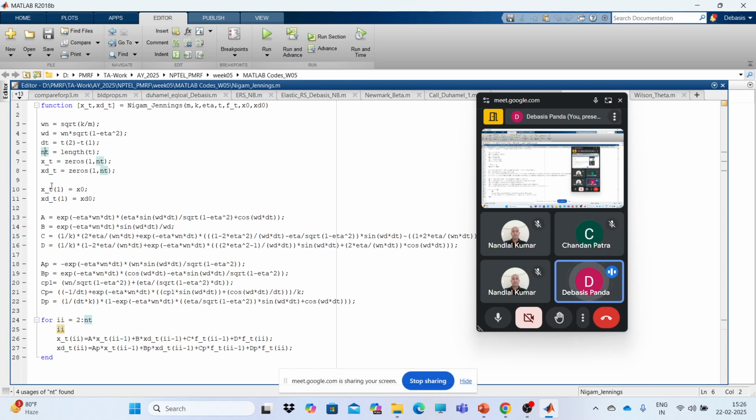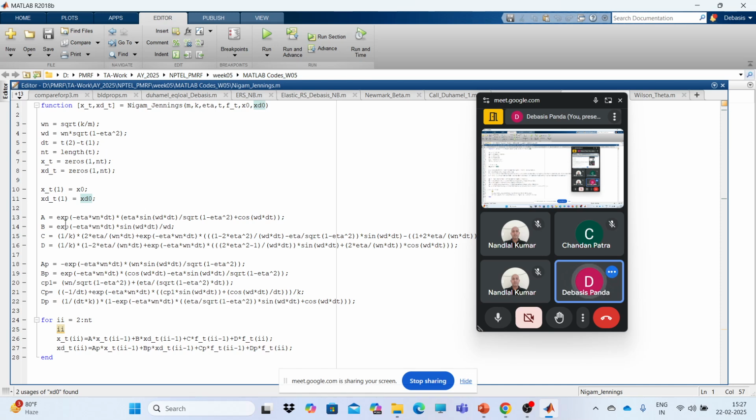Whatever we decided, we provide the initial condition, the initial displacement x naught. Like here, if I provide the input x naught equals 0, that means it will start from rest, and if I provide that x dot equals 0, it will start from the rest position. Or I can use a different kind of initial condition based on my structures.